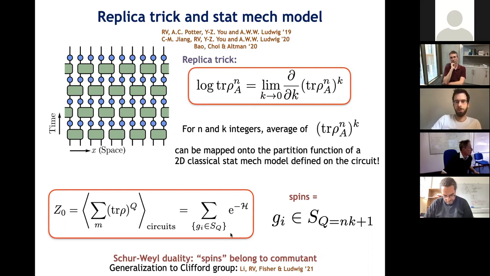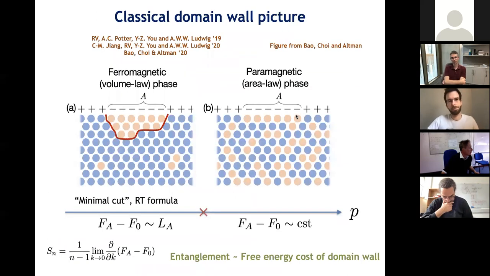So now this is just a genuine 2D classical stat-mech model. The only caveat is we need to take some replica trick. Okay. And so this gives you a very nice picture, and I think the picture is the only important point here: those transitions become just like an ordering transition in the stat-mech picture.